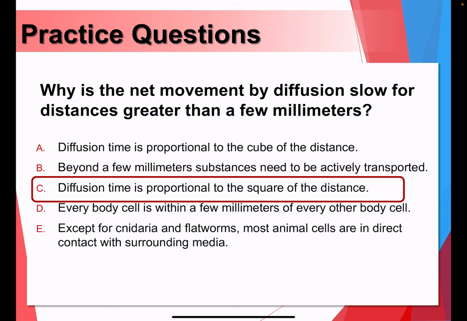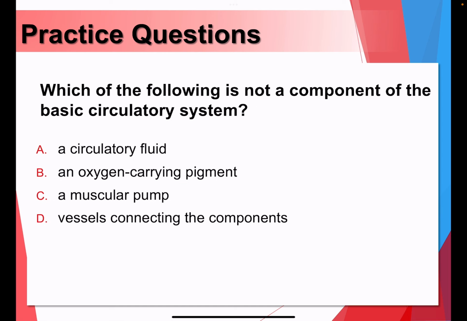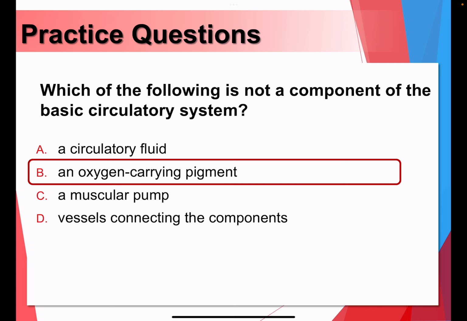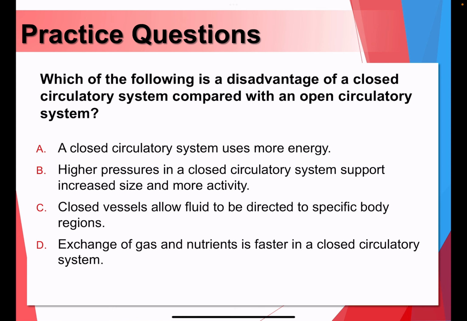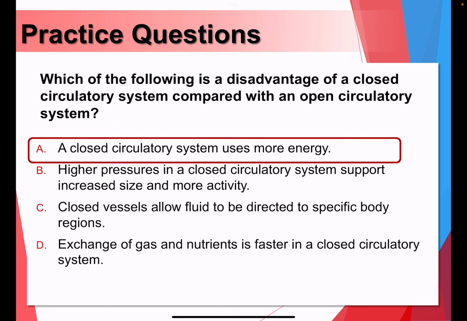Well, because diffusion time is proportional to the square of the distance. Which of the following is not a component of the basic circulatory system? We talked about the three basic components. So oxygen carrying pigment is actually not a basic component, but it is a part of our blood. The fluid should have cells that carry those pigments. But the three basic components are fluid, the pump, and the vessels. Which of the following is a disadvantage of a closed circulatory system compared with an open one? Closed circulatory system uses more energy, which is what I mentioned before as well.